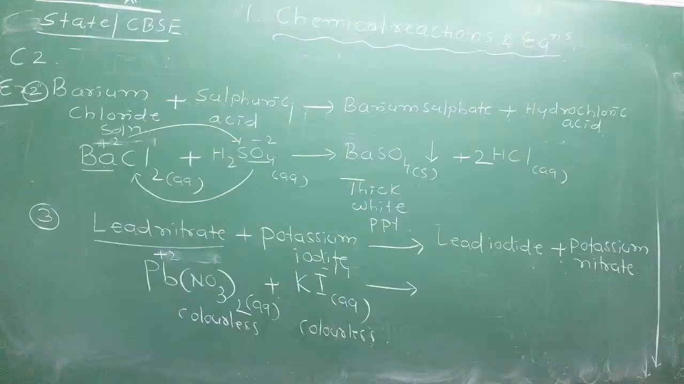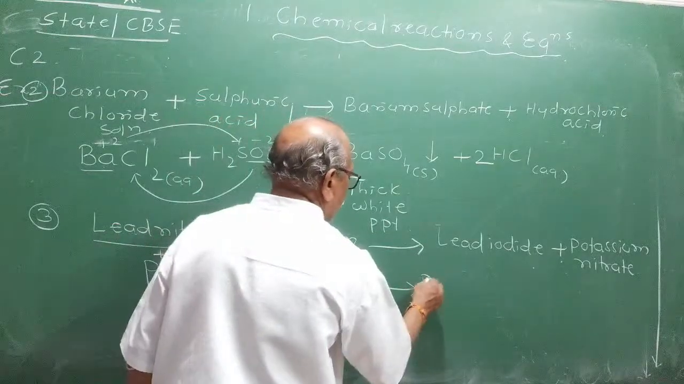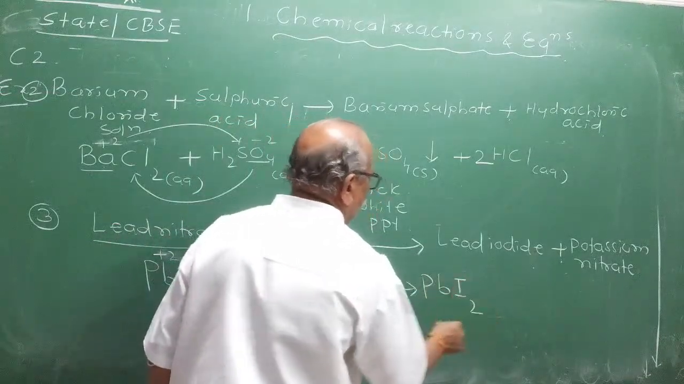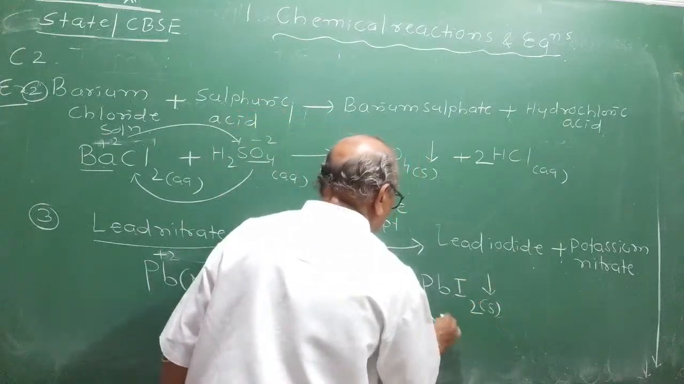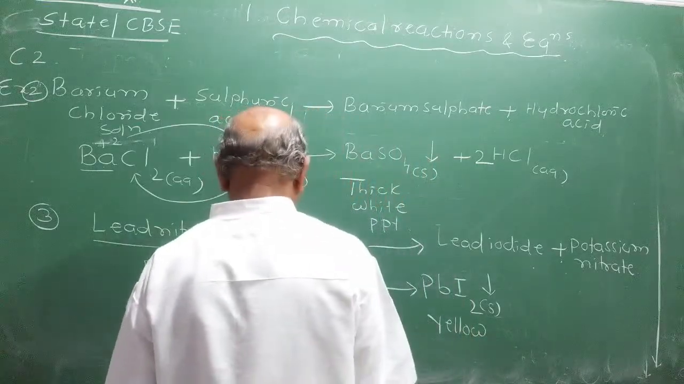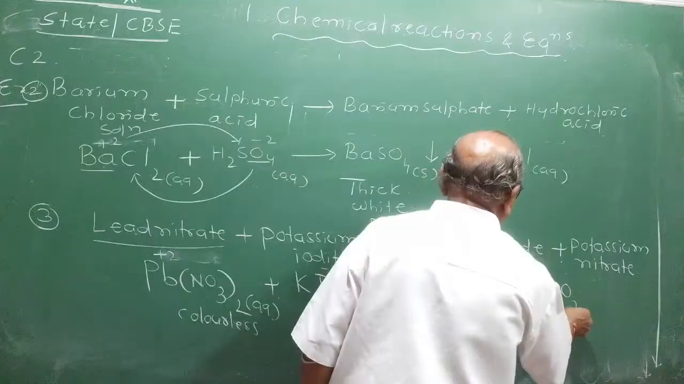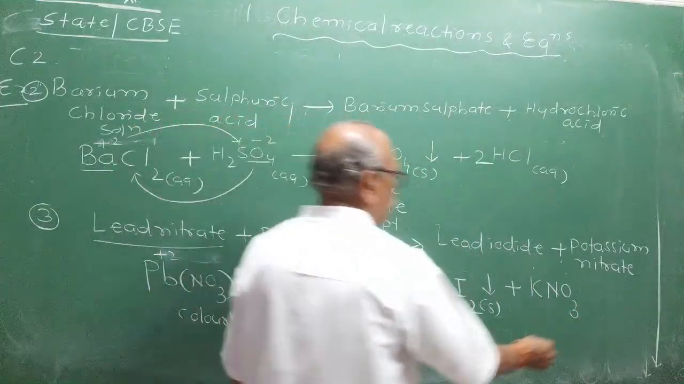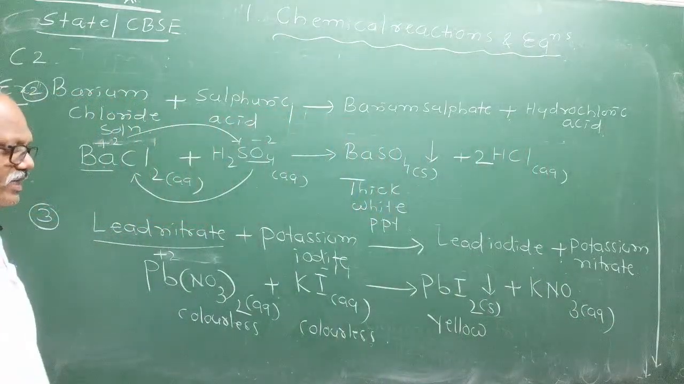Now you have to write the formula of lead iodide, the yellow colored precipitate. What is the formula of lead iodide? Pb +2, I -1. The formula should be PbI2. Why? +2, -1, cross the valency. It is a solid. Yellow colored lead iodide is formed. Lead iodide is precipitated. Plus you are getting potassium nitrate, K +1, NO3 -1. Therefore, the formula is KNO3. This will be in aqueous solution. Yellow colored lead iodide is precipitated.